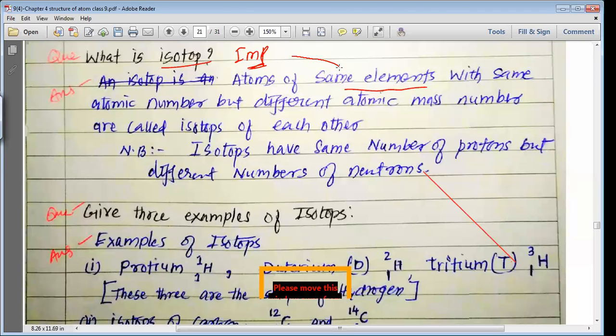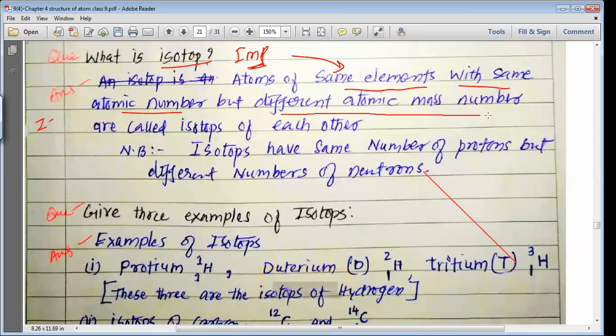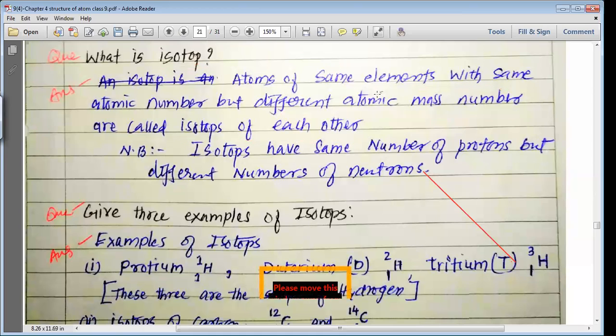Please remember that isotopes are the atoms of the same element with the same atomic number. That means they have the same atomic number Z, but different atomic mass number; they are called isotopes of each other. Once again, what is the definition of isotope? Atoms of the same element with same atomic number but different atomic mass number are called isotopes of each other.